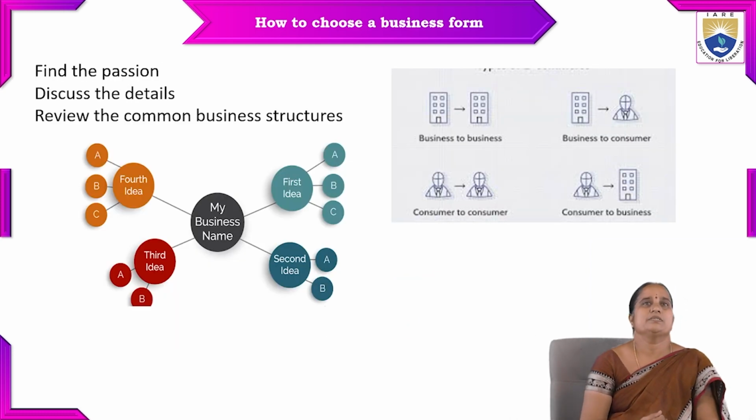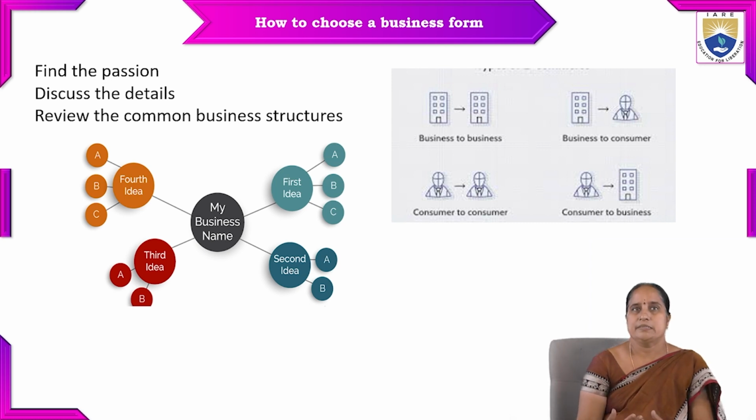And how to choose a business form. First we have to find the passion, discuss the detail, and review the common business structures. So decide the business name. You should have clarity on what kind of business you want to establish, whether it is a manufacturing business where you produce goods, or you want to provide services. Based on that you decide the name of the business, then seek different ideas, select which is feasible for you, identify that idea and implement it.